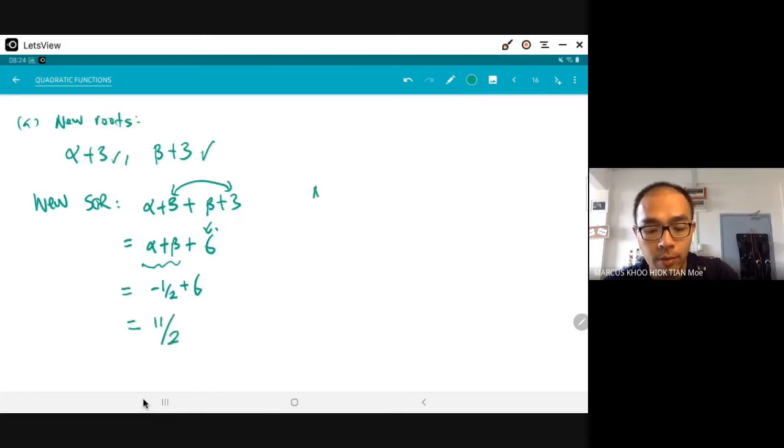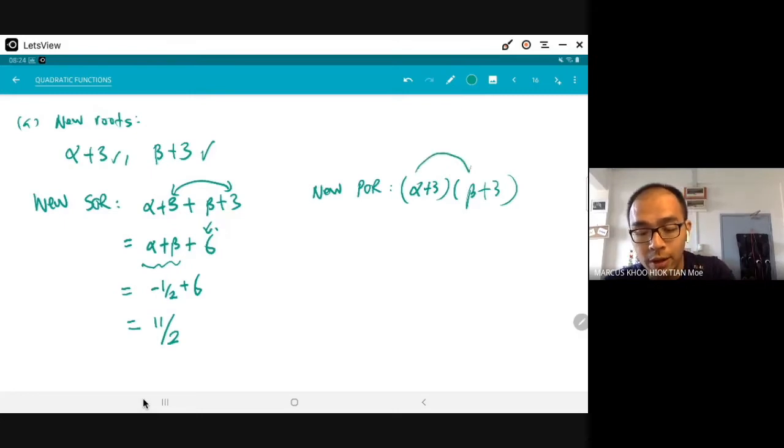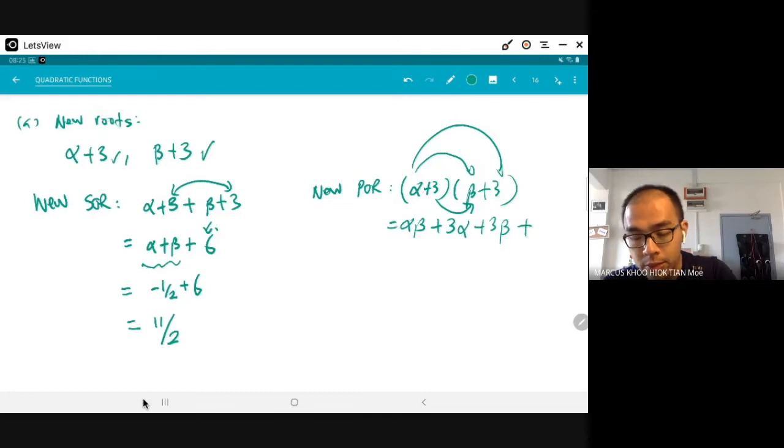Now, my new POR, my new product of roots, is alpha plus 3 times beta plus 3. We multiply both of them. Now, this is a multiplication involving two brackets, so you have to do it twice. So, alpha times beta is alpha beta, then 3 alpha, 3 beta, plus 3 times 3 is 9.